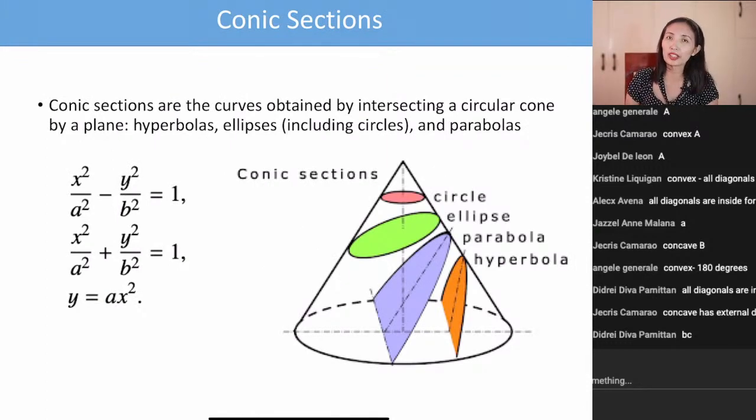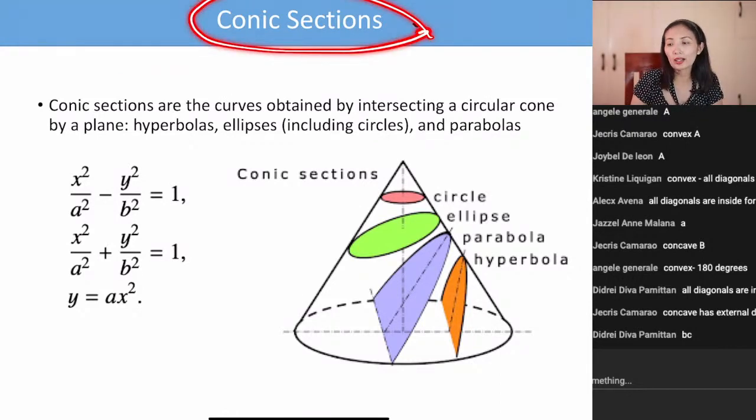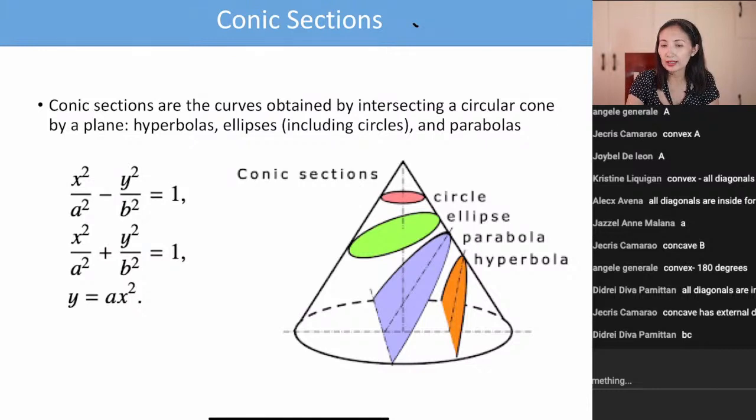Another feature of Greek geometry: conics. We made mention of conic sections before, yes? Conics are the curves obtained by intersecting a circular cone by a plane. So the intersection could form any of the following: a hyperbola, an ellipse, including a circle, and a parabola.